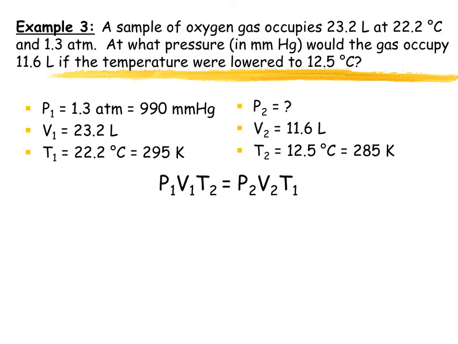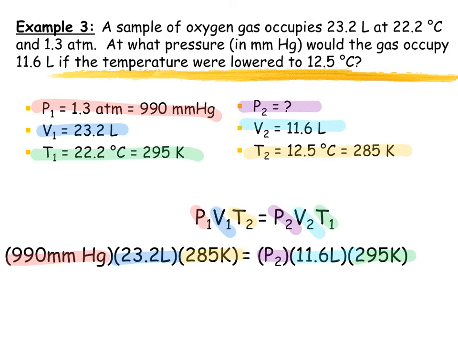Now that I have all of my variables identified with the correct units, I'm going to copy down the formula. Again, be careful, T2 and T1 are flipped. Next, you want to carefully plug in your numbers. P1 and V1 get plugged in on the left, whereas T1 goes on the right. And then P2 and V2 are on the right, whereas T2 is on the left.